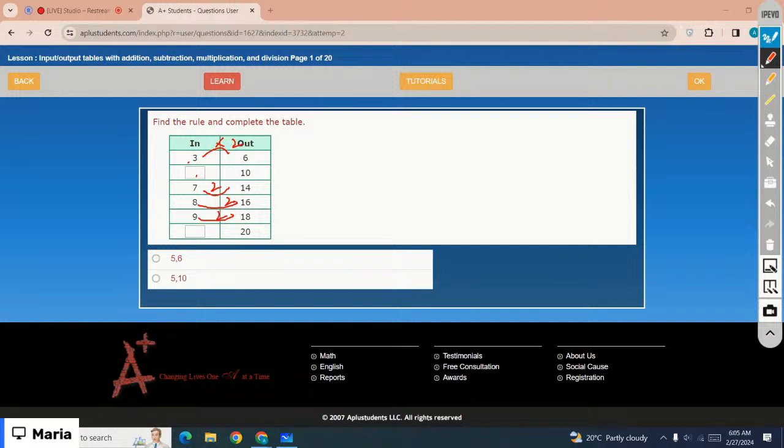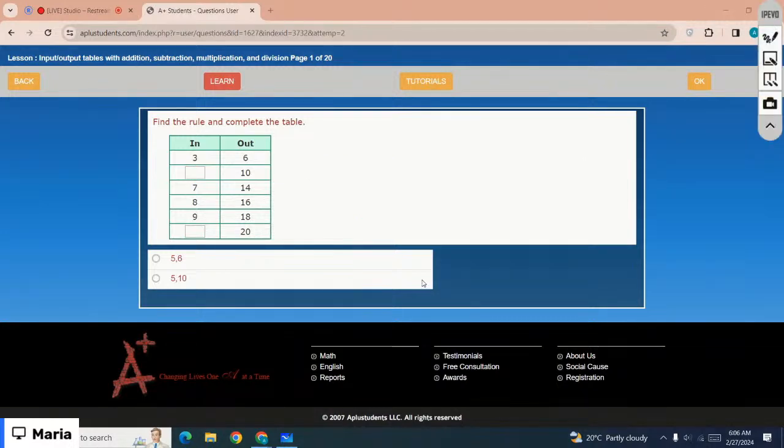Got it? So the missing values are, what number times 2 is 10? And what number times 2 is 20? 5 times 2 is 10 and 10 times 2 is 20, and yes, 5 and 10 is the correct option. The second one is the correct option, right? Option number 2 is the correct option.